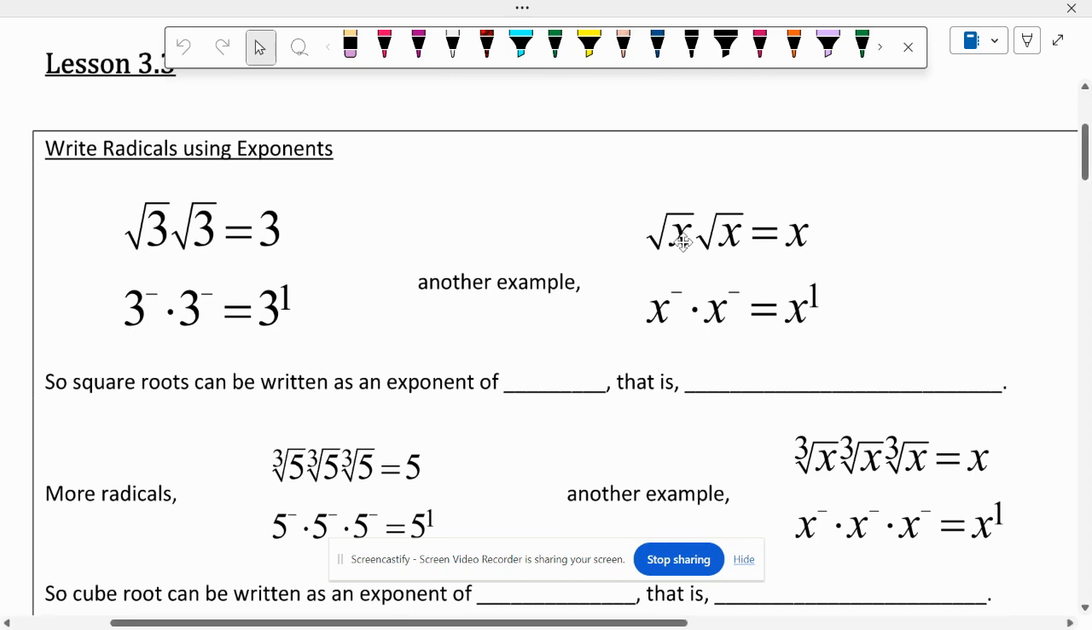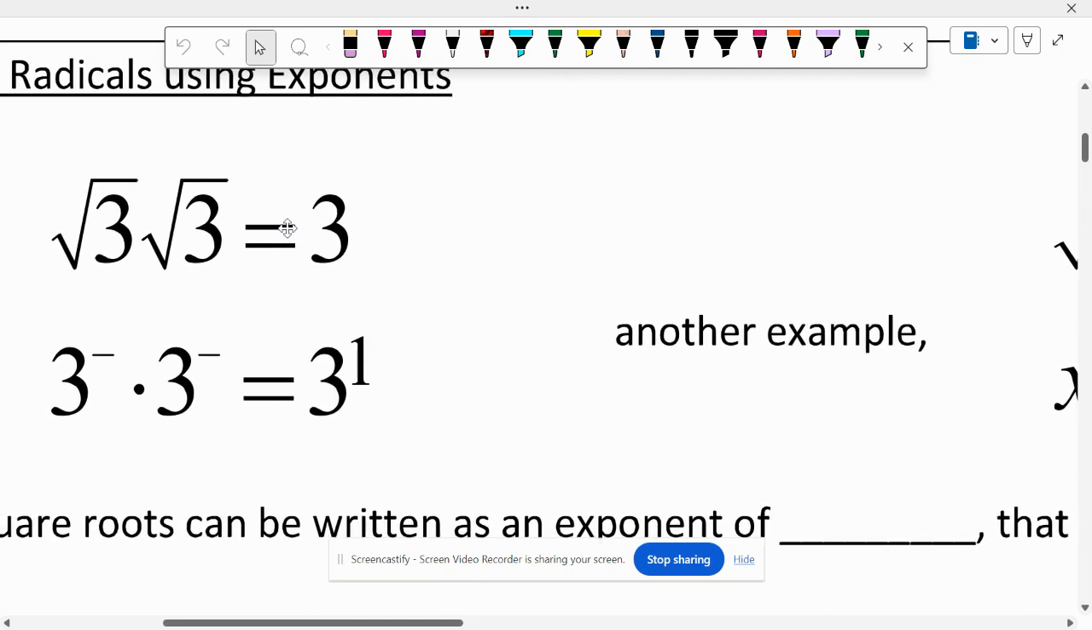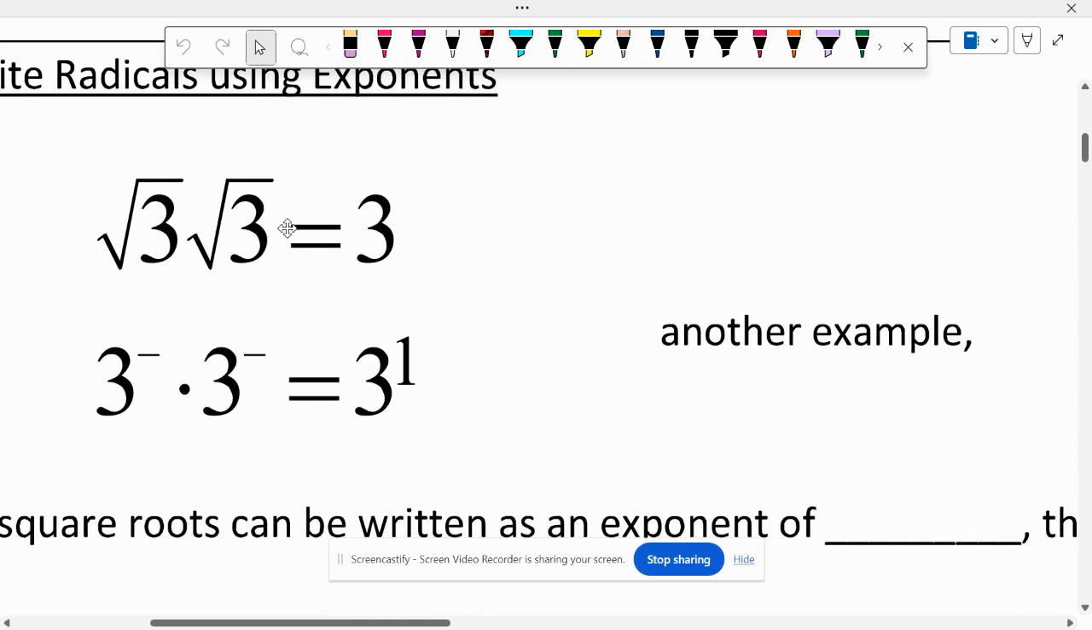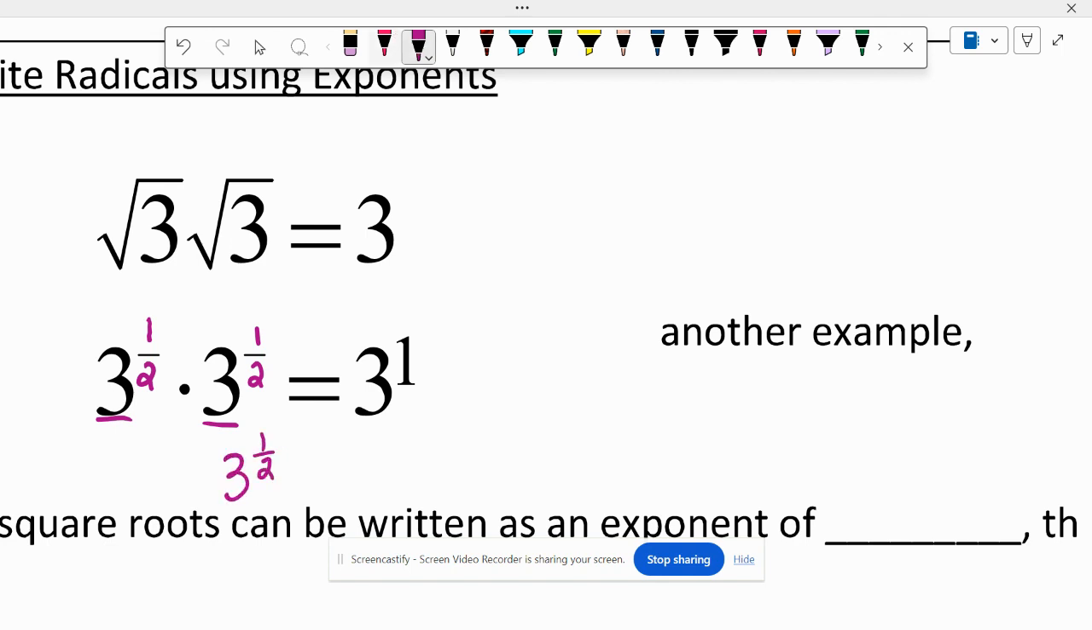So if you look at this, these are actually like little fraction bars. The square root of 3 is the same thing as 3 to the 1/2 power. Rational means it's a fraction. And the rule is if the base is the same and I multiply, I add my exponents. So this really becomes 3 to the 1/2 plus 1/2. What is 1/2 plus 1/2? Well, it's 2 halves, which is the same thing as 1.